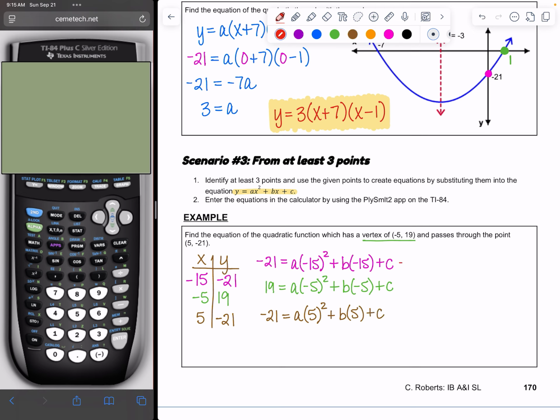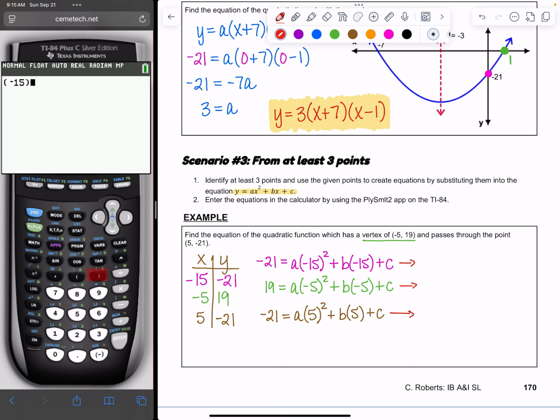So now what I'm going to do is convert each of these equations and simplify them first so that I can put them into my calculator. So negative 15 squared is going to be 225. So I will have my top equation being negative 21 is equal to 225A minus 15B plus C. Okay, so now that is that equation.